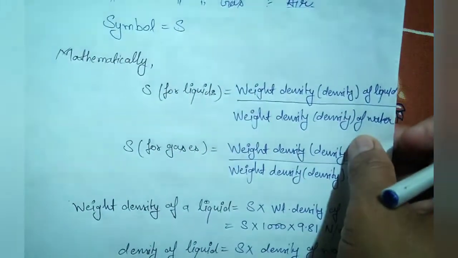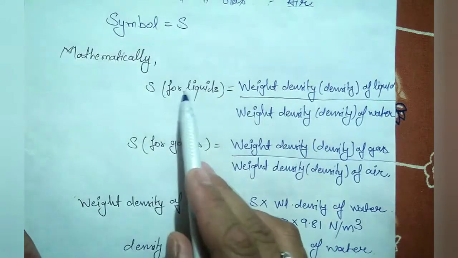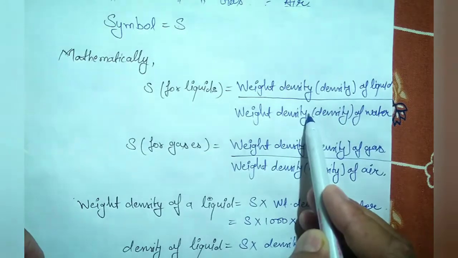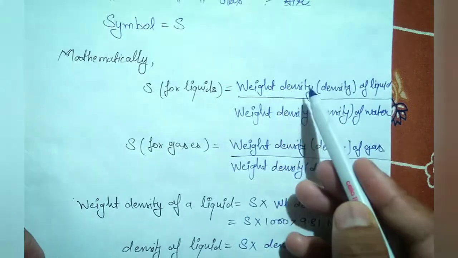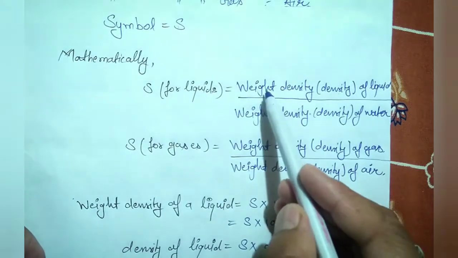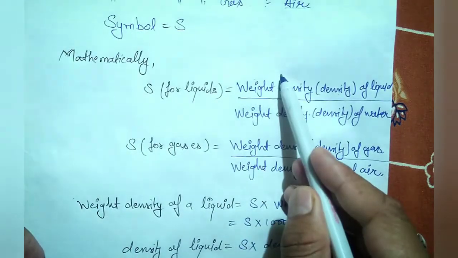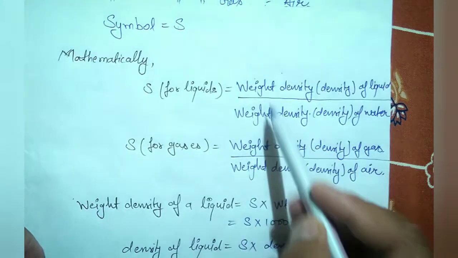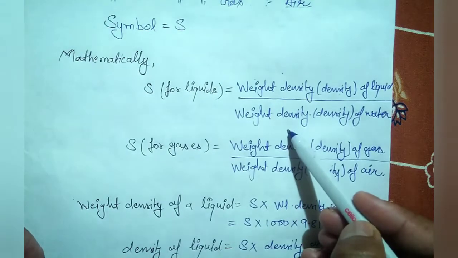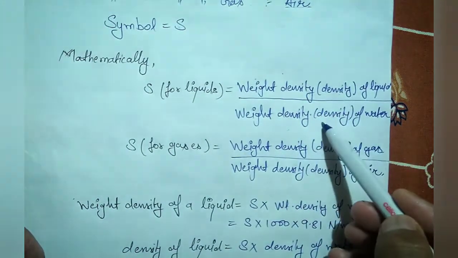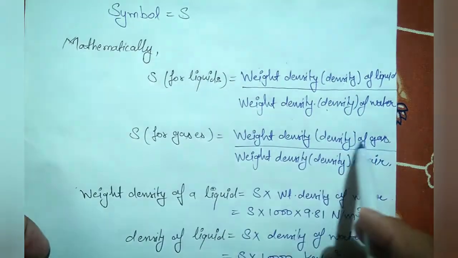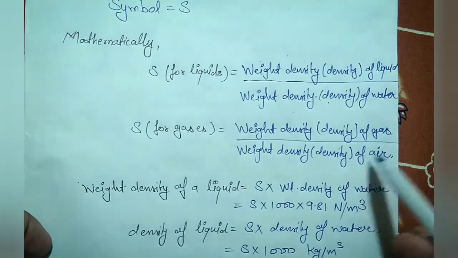So mathematically here we can write it as a weight density, or the density of liquid, to the weight density or the density of water. You can take here weight density or density, okay, any one of the terms. So if you are taking weight density in numerator, then you need to take the weight density of the standard fluid in the denominator. If you are taking density, then you need to take the density at the denominator. Okay, so for gases, weight density of gas divided by weight density of air.